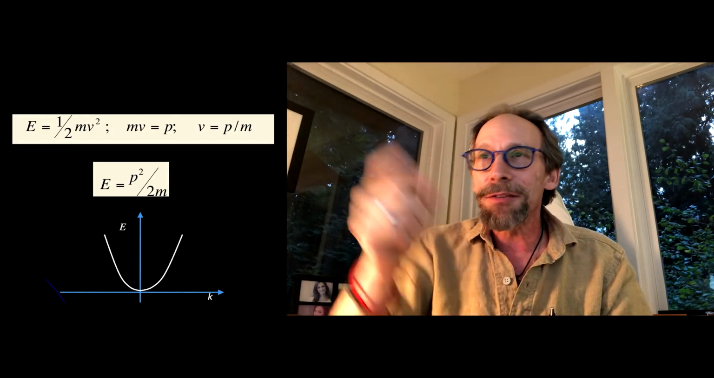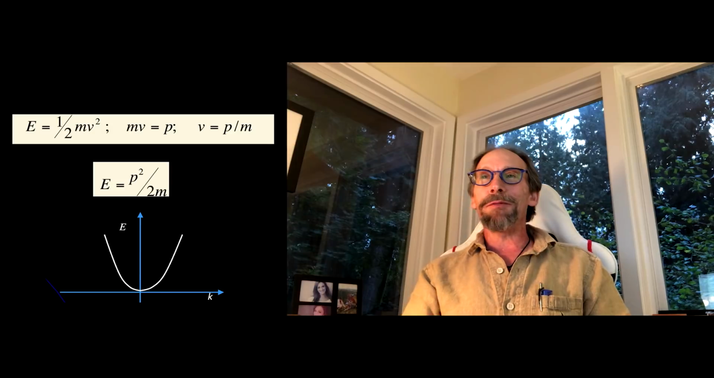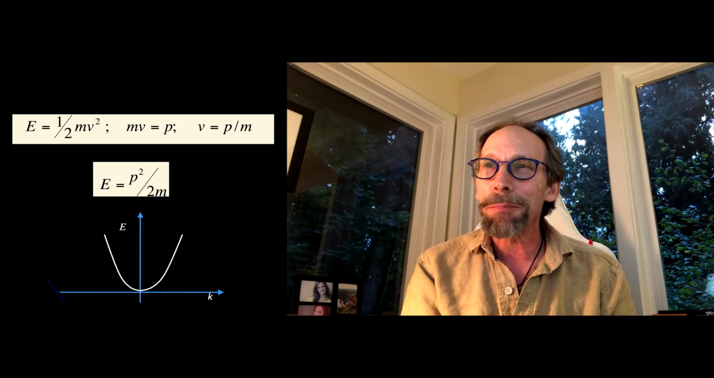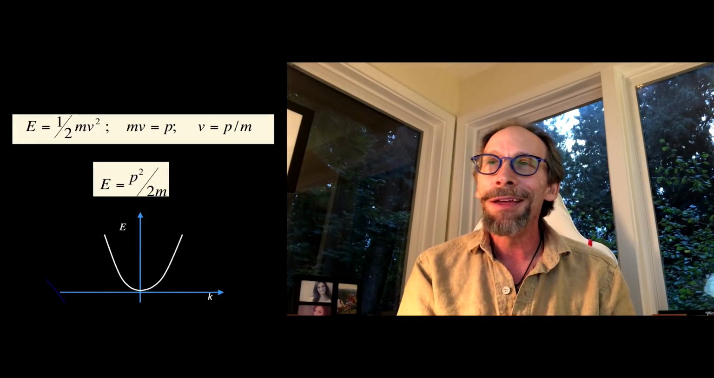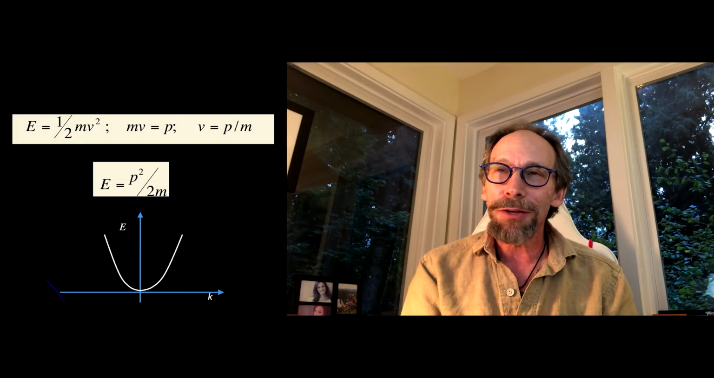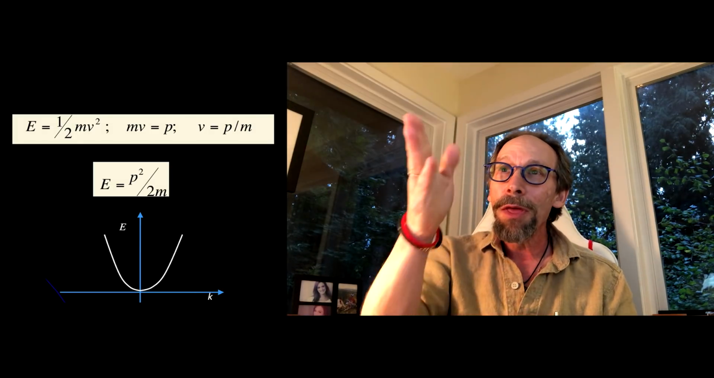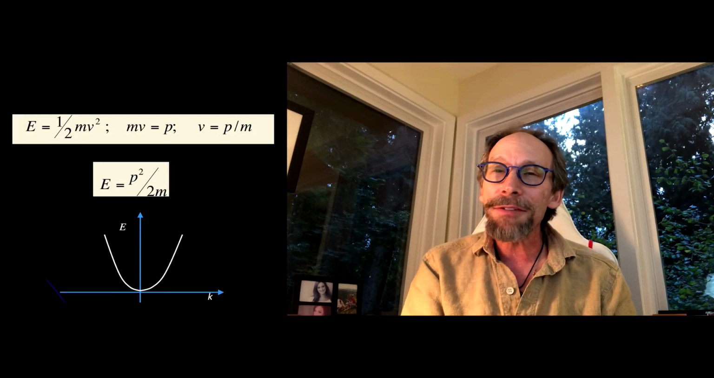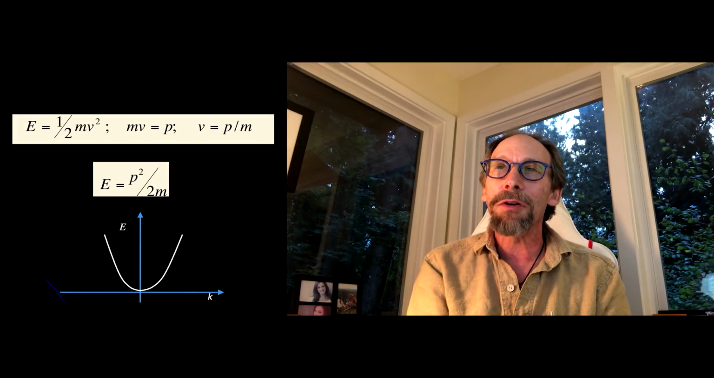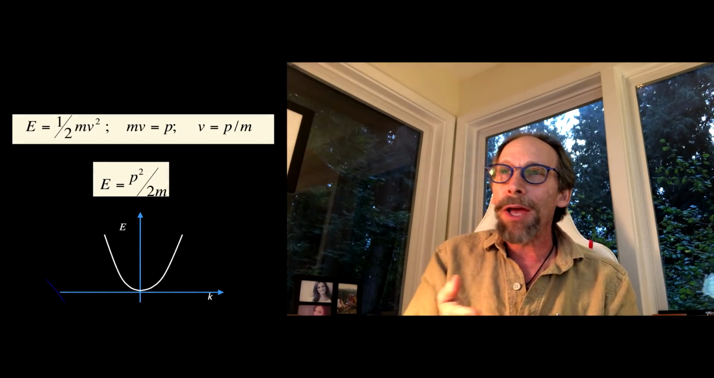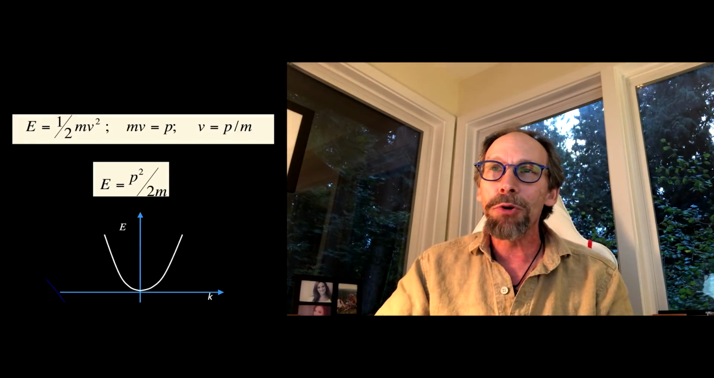In this case, K is the same as P. It's just a different way of writing momentum. Some people sometimes use K, sometimes use P, and the condensed matter physicists tend to use K. So in any case, an electron classically, in the Newtonian sense, at rest has zero classical Newtonian energy, and as it begins to move, its energy increases quadratically.